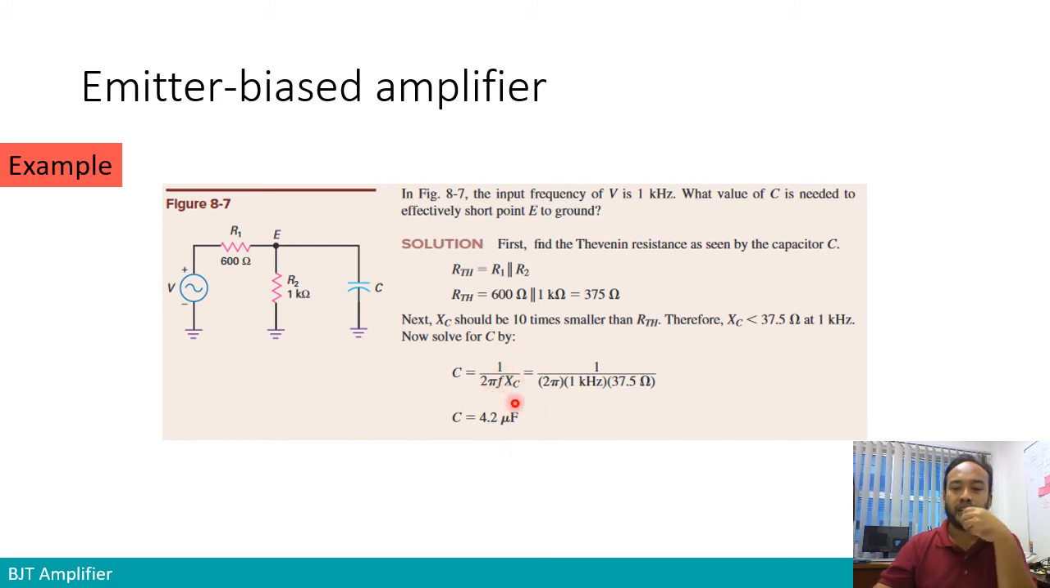The formula is, of course, the reactance of the capacitor. So in this exercise, we will find the value of the capacitor that will allow us to have good bypassing. The capacitor is equal to 4.2 microfarad. So it needs to be at least 4.2 microfarad.